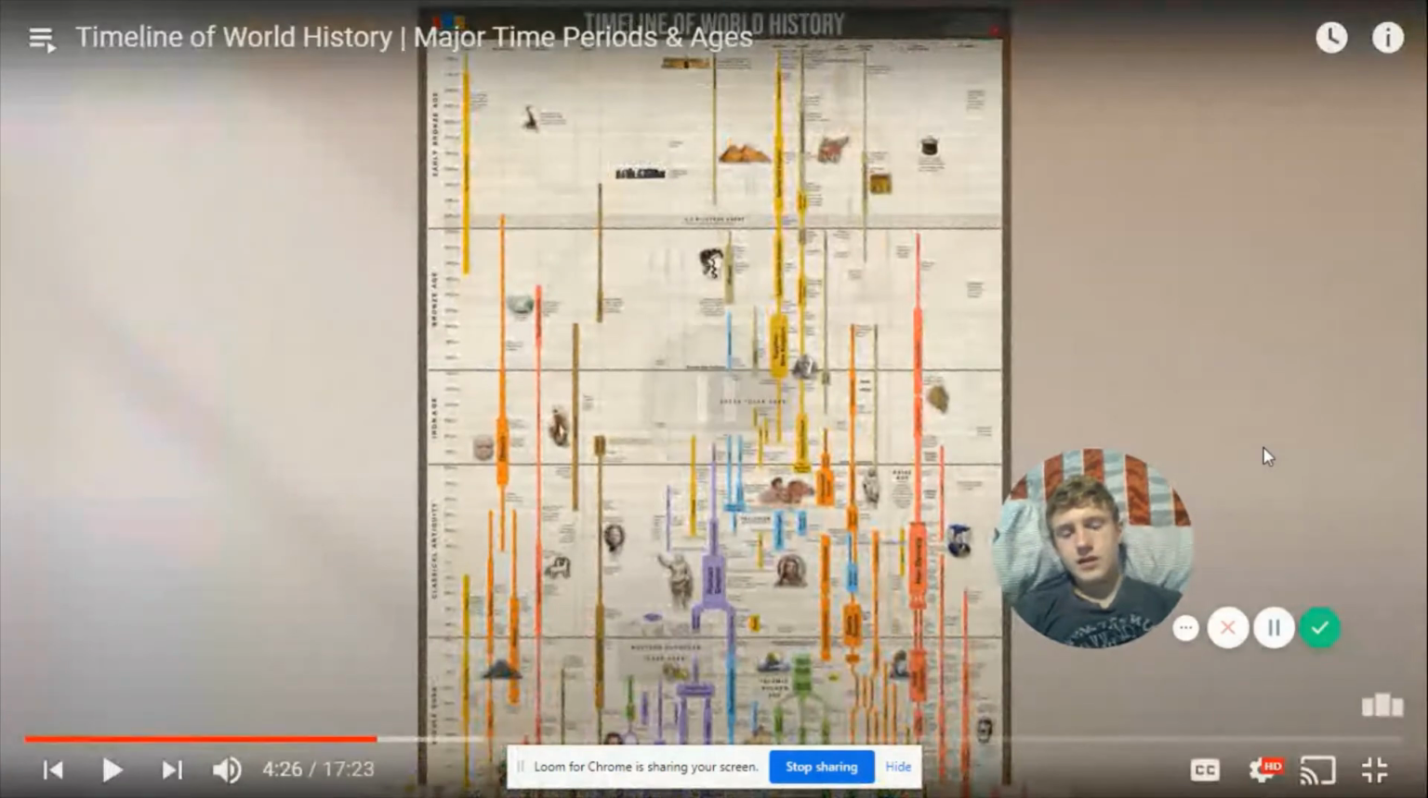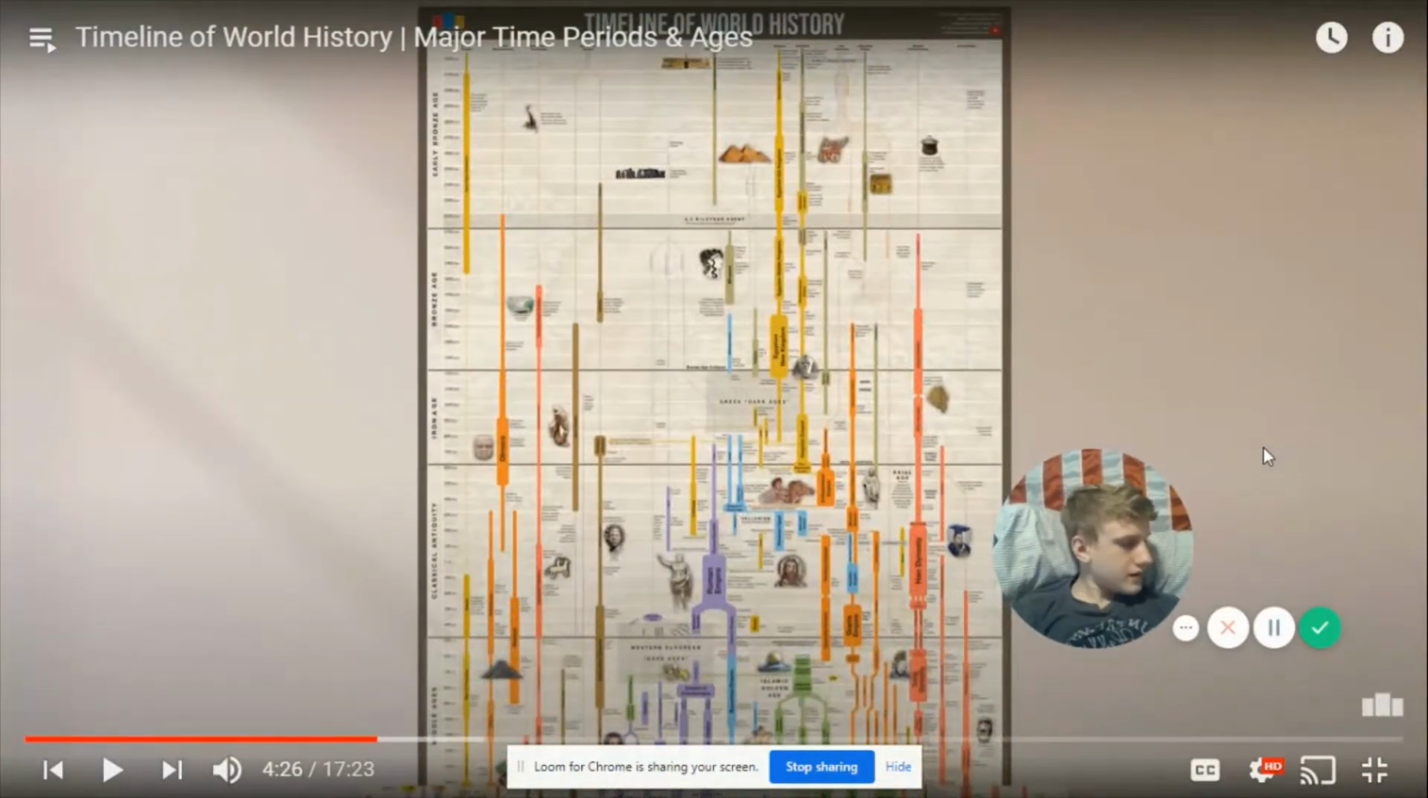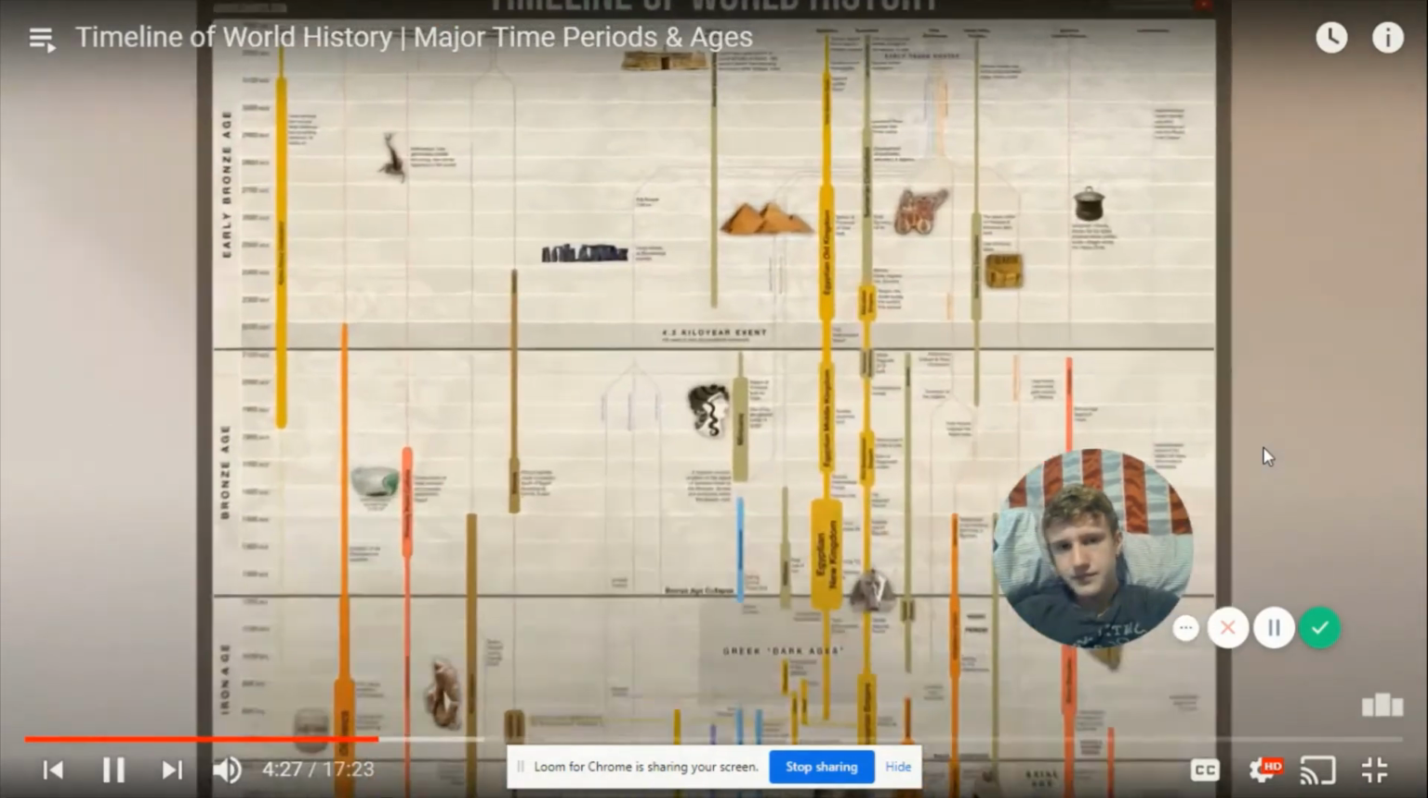Let's now take a look at each, one by one. Wow, the modern period is really small. Oh, that's interesting. At first I was going to ask why they didn't include the Renaissance or anything like that, but that makes sense because it's a really small period of time.